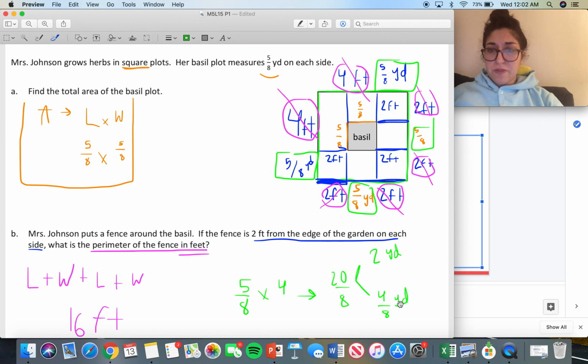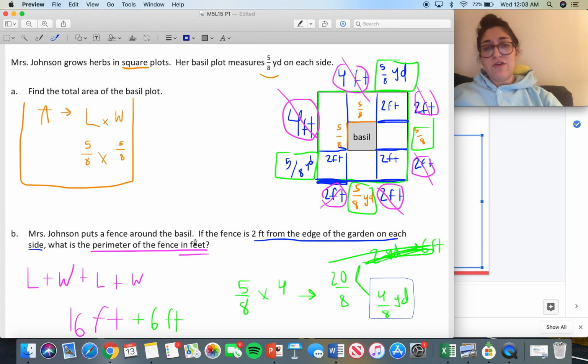Now 2 yards, I know 1 yard is 3 feet. So 2 yards is going to be 6 feet. Okay, so now I've also used my 2 yards: 16 feet plus another 6 feet. And now I still have this 4/8. That's not what I meant to do, but that's okay. I still have this 4/8 of a yard that I need to figure out.